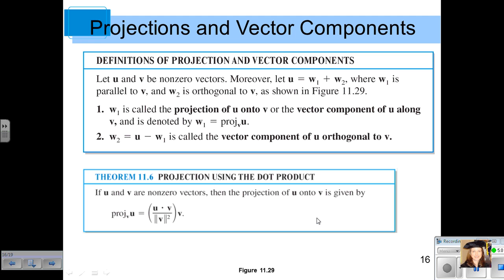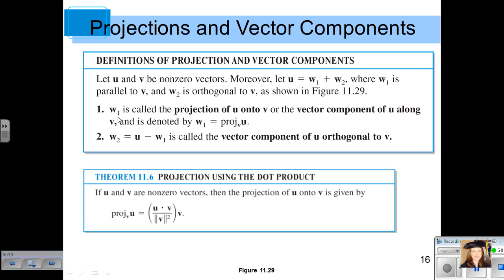There is a formula to calculate projections. Let's suppose that we have two vectors, u and v. They're non-zero vectors. We're going to let the vector u be written in components. So again, this is like the force due to gravity being written as a W1 plus a W2. Two different vectors added together will result in the vector u. W1 is parallel to v and W2 is orthogonal to v.